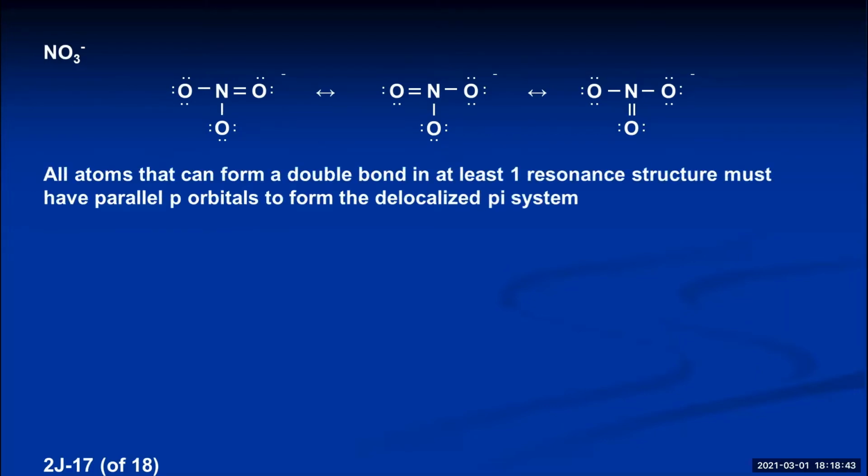So all atoms that can form a double bond in at least one resonance structure must have parallel p orbitals to form the delocalized pi system. And the only way you can do that is if you leave a p orbital unhybridized. You can never be sp3. It can always be sp2.